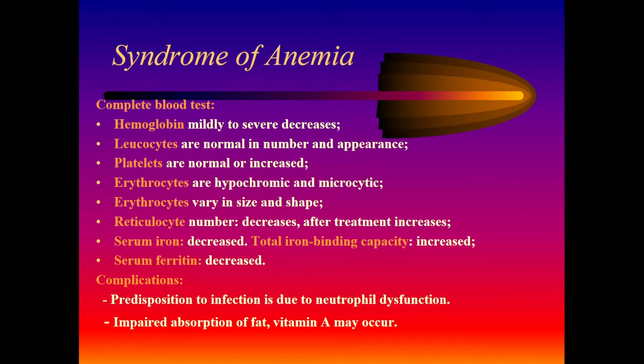In blood tests during the syndrome of anemia, we should find hemoglobin mildly to severely decreased. Leukocytes are normal in number and appearance. Platelets are normal or increased. Erythrocytes are hypochromic and microcytic. Erythrocytes vary in size and shape.